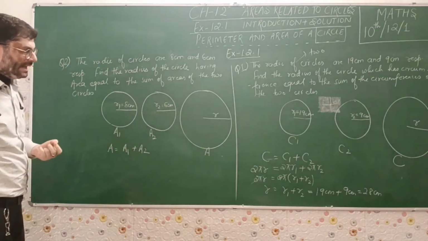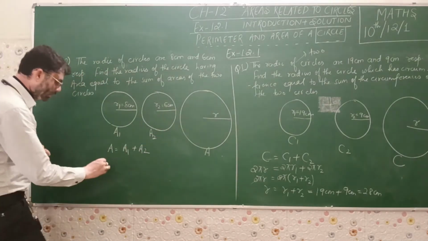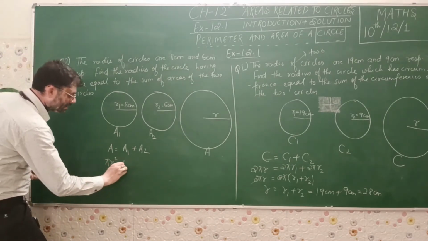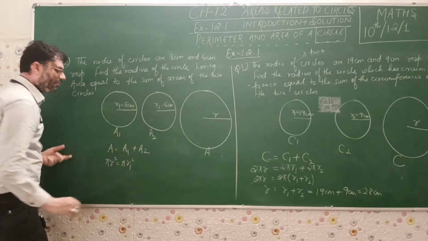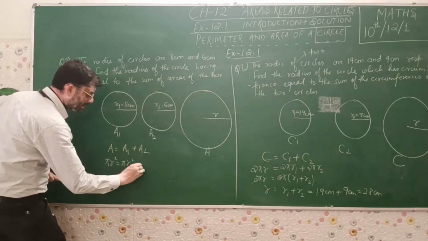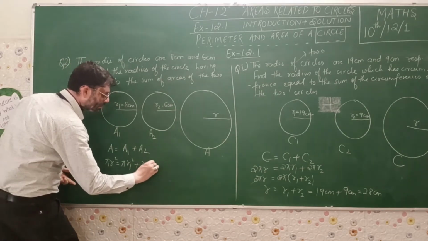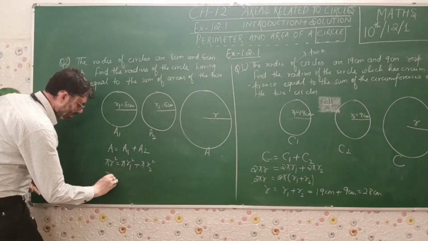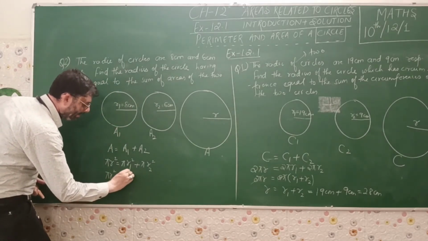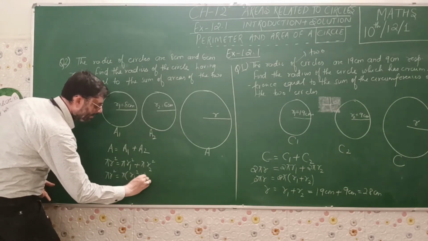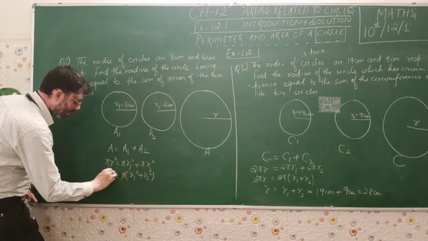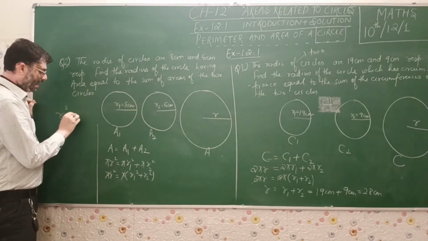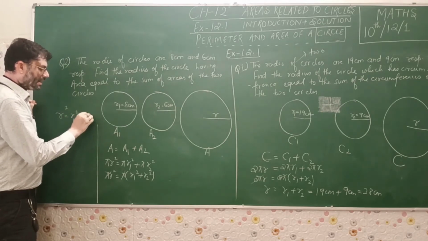Now the formula for the area of the circle is pi r square, that we know. So this is pi r square for the circle with radius r. So this will be pi r1 square for the circle with radius r1 plus pi r2 square for the circle with radius r2. So this can be written as pi r square. If you take pi common, this is r1 square plus r2 square. This pi cancels out. So r square is equal to r1 square plus r2 square.